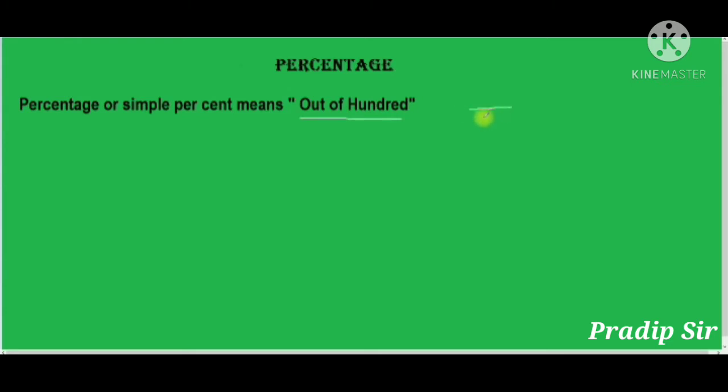Suppose I write 78 by 100. The denominator is 100, and in the numerator is written 78. This one is out of 100, so this 'out of 100' is symbolically shown as percentage. So this percent symbol means 100, and this is called percentage or percent.